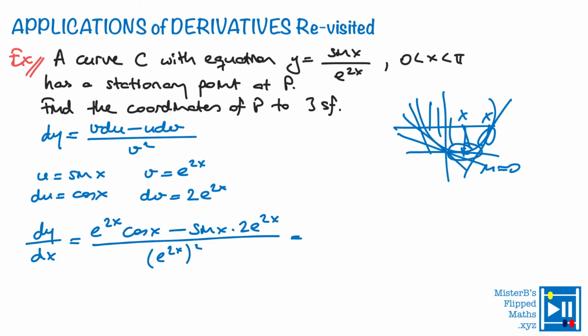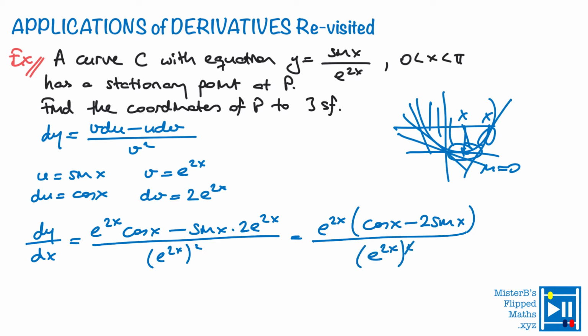And I end up with e to the 2x in brackets, cosine x minus 2 sine x, over (e to the 2x) squared, which I'm going to cancel out and end up with cosine x minus 2 sine x over e to the 2x. So that's my derivative, and I need to find the stationary point now. This means the gradient is 0. So this expression must be 0, and I have to solve this equation now.